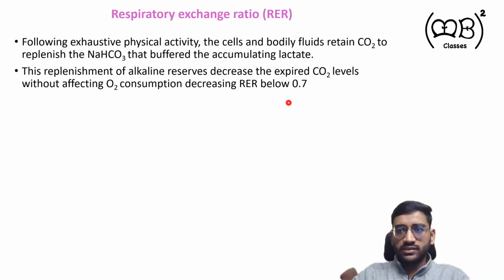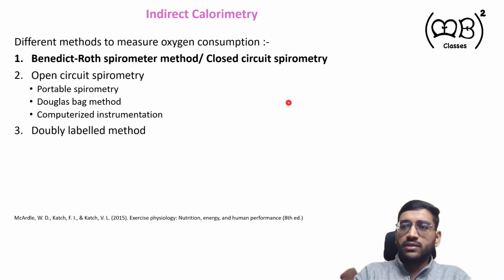This was the basic principle behind indirect calorimetry: the oxygen consumption and the carbon dioxide being produced are utilized to calculate the energy expenditure, also using the RQ and the oxygen energy equivalent. But how do you calculate these values? How do you calculate the oxygen consumption, and the carbon dioxide produced? This can be measured through closed circuit spirometry, open circuit spirometry, or the doubly labeled method. We'll see what all these methods are.